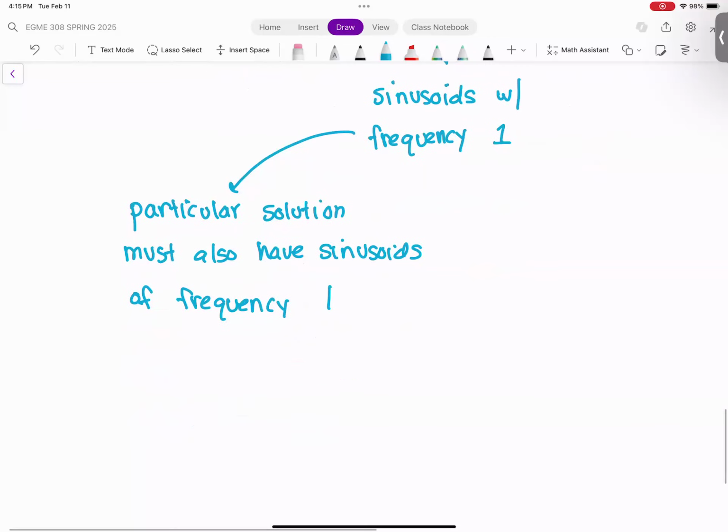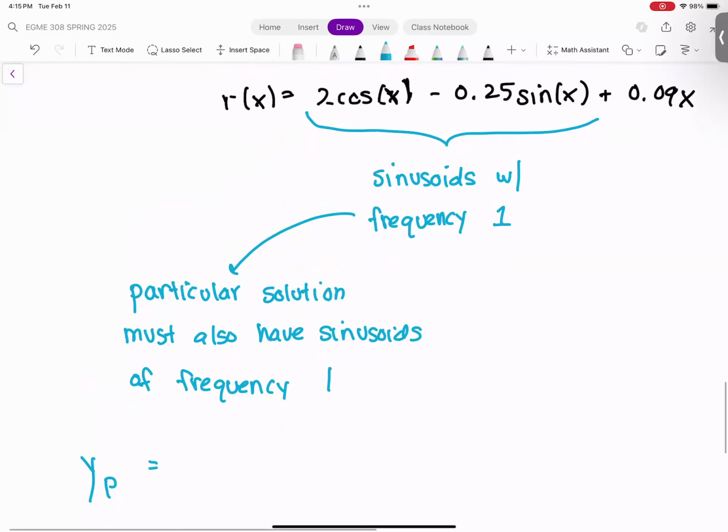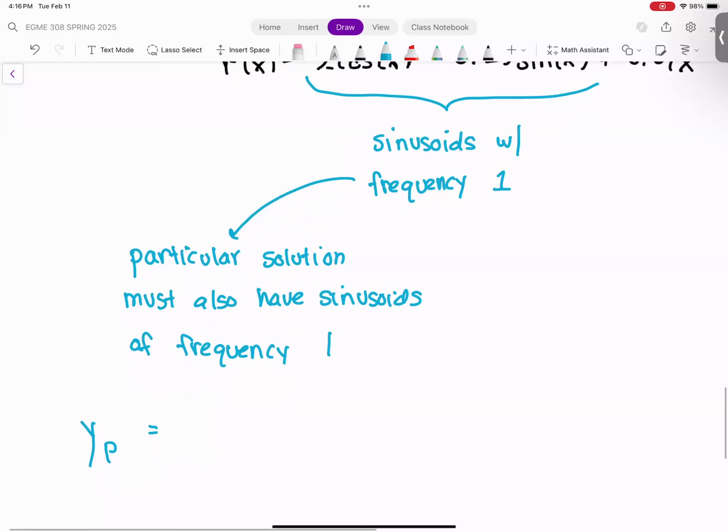Okay. So our guess for yp of x, right? We're going to include both sinusoids, so both cosine and sine. Remember, no matter if the particular term had just one cosine or one sine, our particular solution has to include both. For this case, our non-homogeneous term has both sine and cosine, but just know that you always have to include both in your guess. So right now our guess is a cosine of x plus b sine of x.